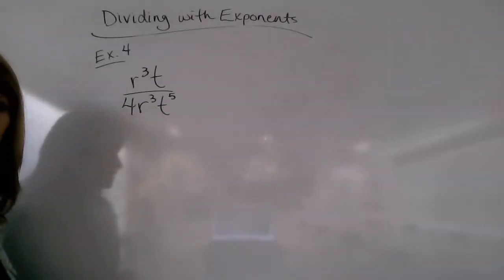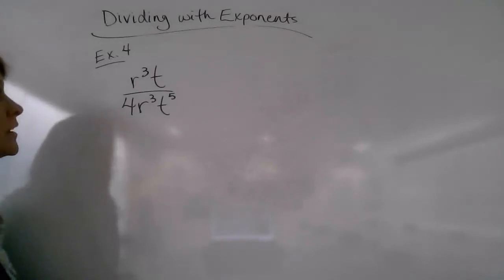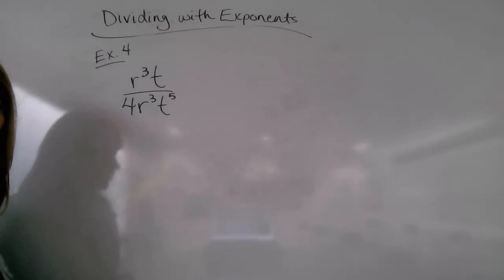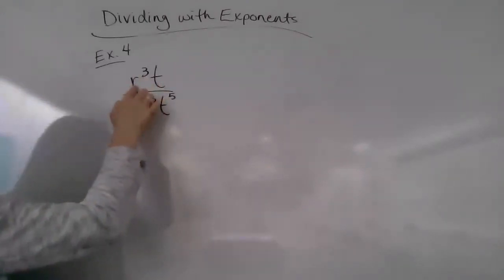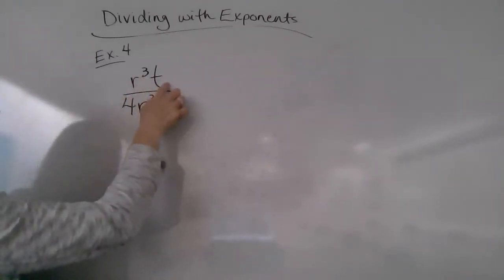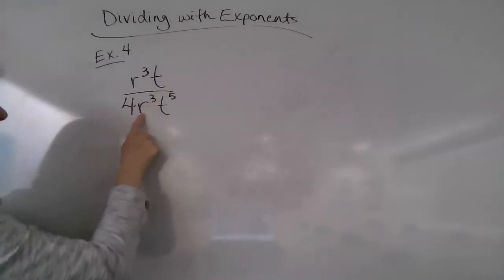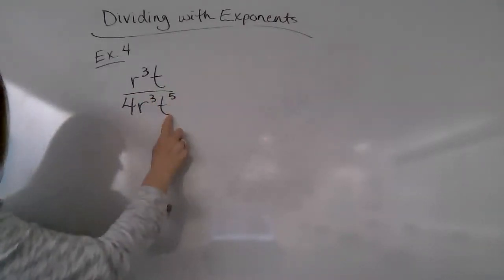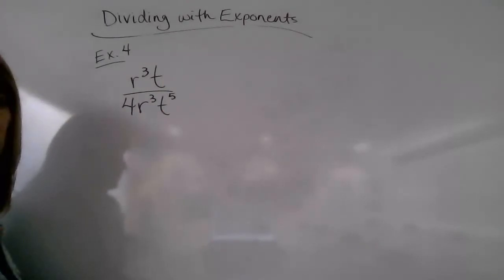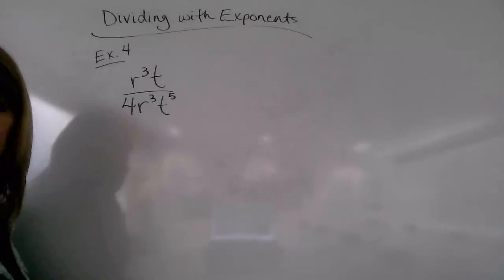Okay, last example. We have r to the 3rd power times t in our numerator and 4r to the 3rd power t to the 5th power in our denominator. This power of 3 only affects the r, doesn't do anything to the t. This power of 3 only affects the r, does not affect the 4. This power of 5 only affects the t. Exponents only affect what they're next to. Let's write it out the long way and see what happens.